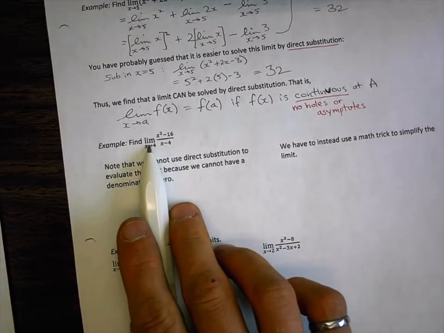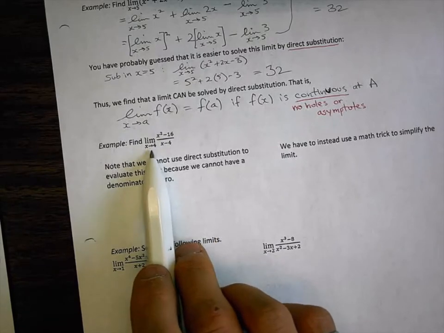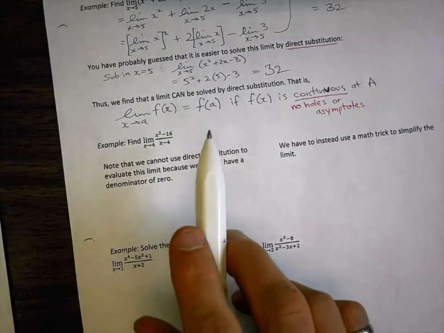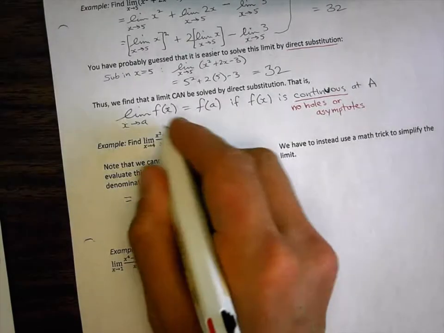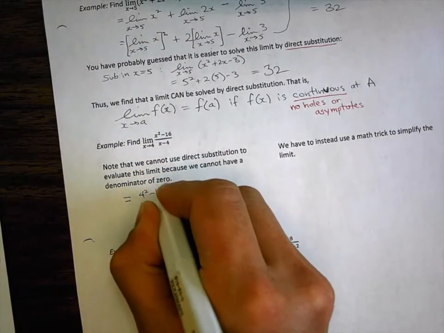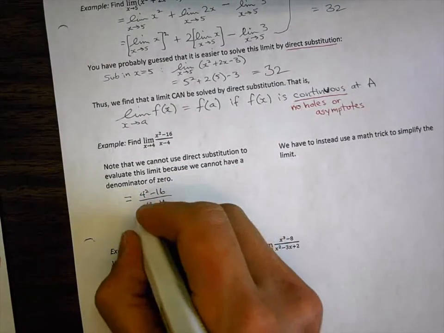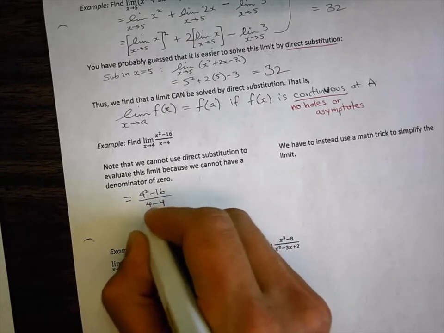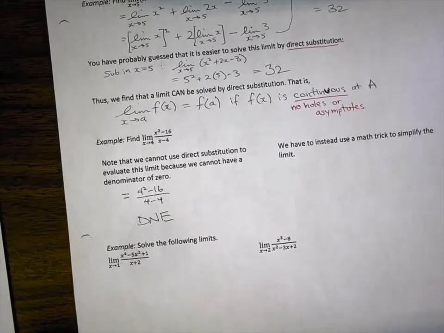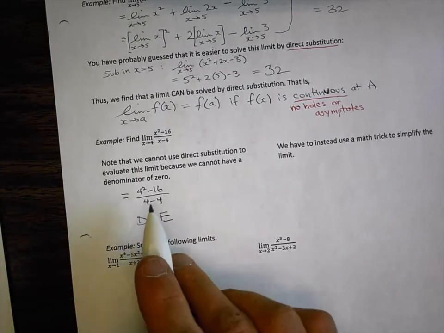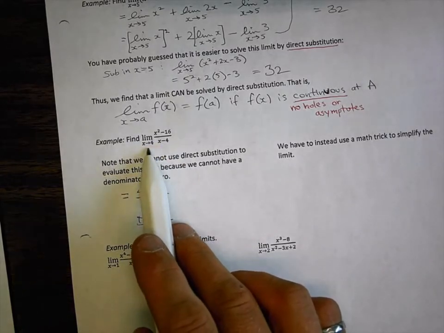So I have a limit. I want to find the limit of this function as x approaches 4. So I'm going to try direct substitution. I get rid of the lim, and now I replace all the x's with 4. So 4 squared minus 16 over 4 minus 4. What's my problem? I end up with 0 over 0. I end up with some divide by 0 situation. This does not exist. You cannot divide by 0. So then how do I find the limit of this function as x approaches 4?